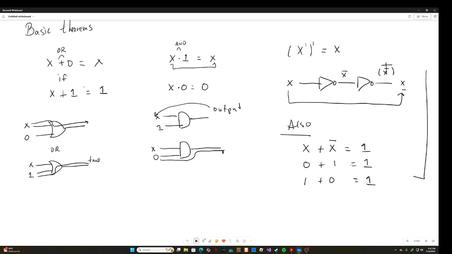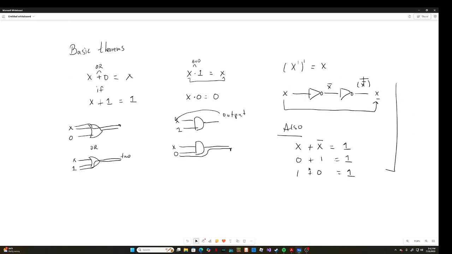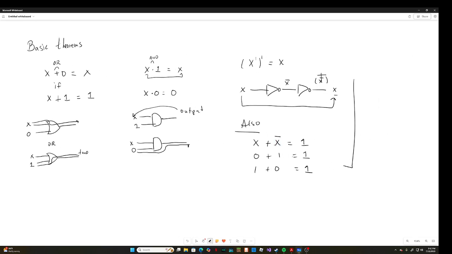Likewise, if I have a value that is ANDed with its inverted value, that's going to be a 0, because the output is always going to be dependent on a 0. So if I have a 0 here, it cancels the other one out, so it doesn't matter. So it's going to be a 0.